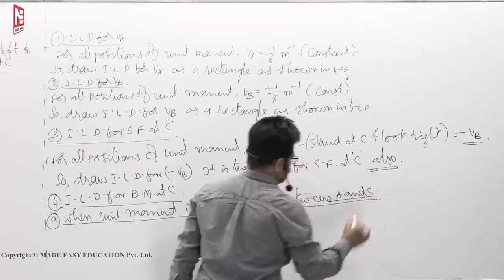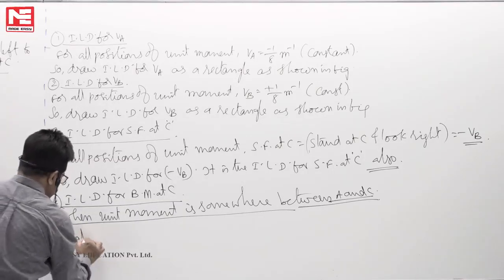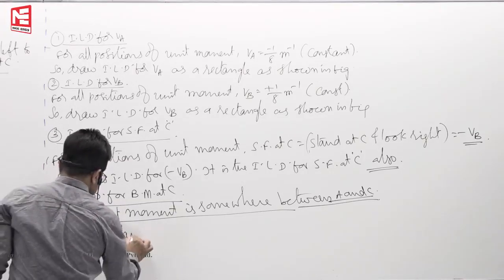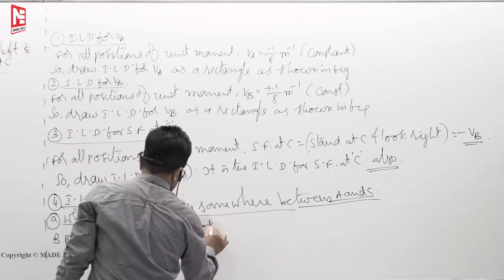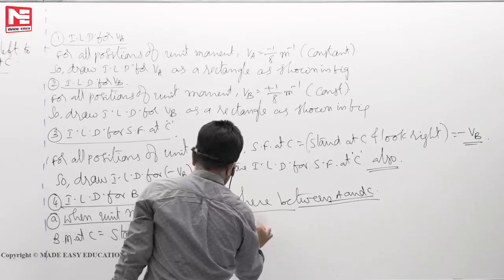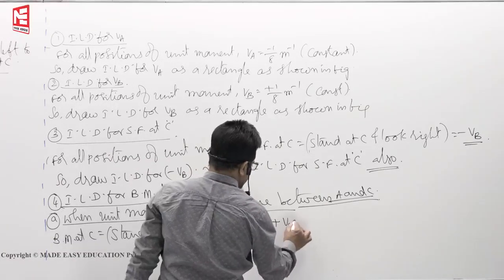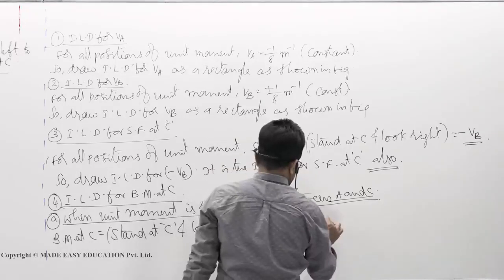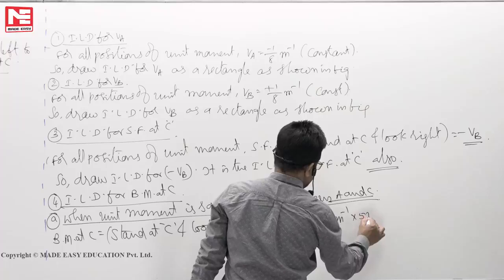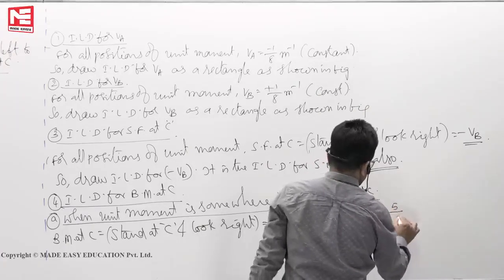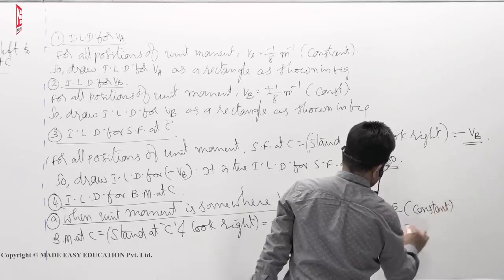Somewhere between A and C. Now, if I want to find the bending moment at C, stand at C and look right. So you have plus VB into 5. Plus VB is 1 by 8 meter power minus 1 into 5 meters. So you will get 5 by 8. This 5 by 8 is constant.